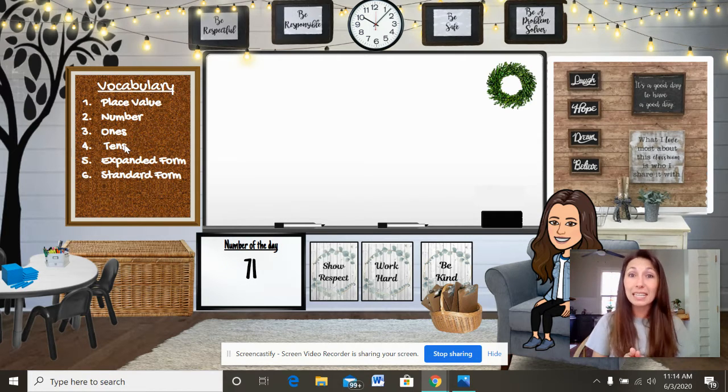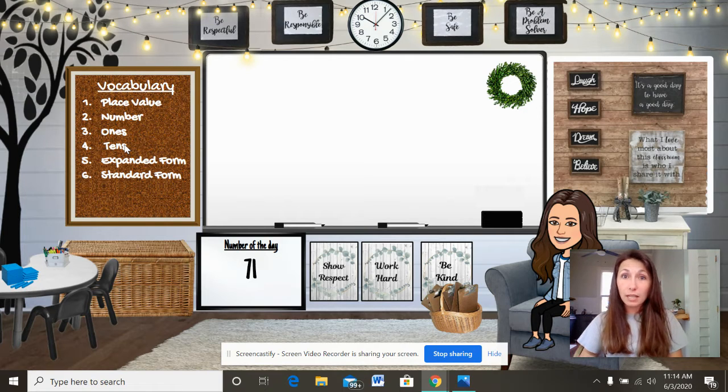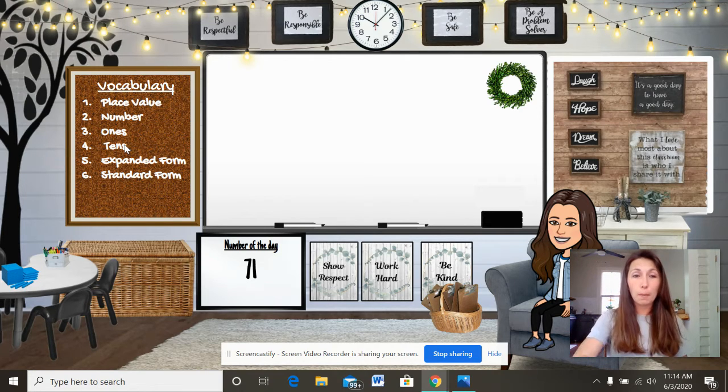And then we have tens. That is the next area of place value. It goes from ones to tens. And that's when you have 10 little ones and then you group them together in a 10 stick. Now, expanded form. I have a really easy way to remember the word expanded form. So you take that whole number and you expand it. You stretch it out. You have your tens added to your ones, and then it equals your whole number.